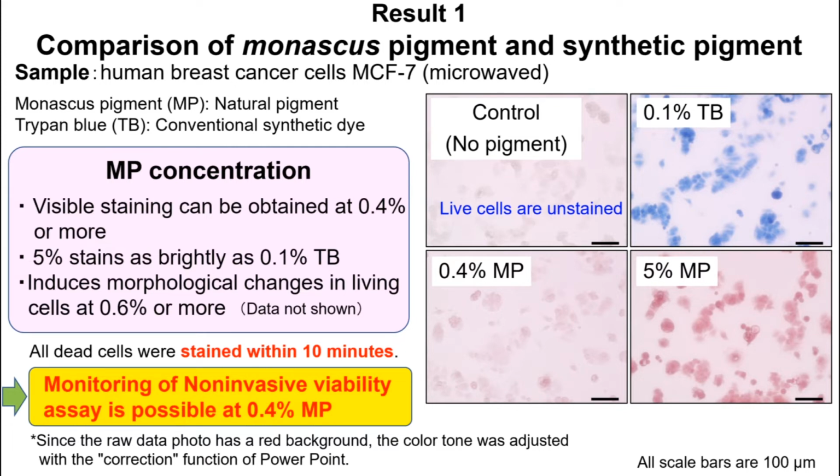However, in experiments using live cells, 0.6% or more induced morphological changes in cells. All dead cells were stained within 10 minutes. From the above, it can be said that the monascus pigment concentration that enables non-invasive viability assay is 0.4%.